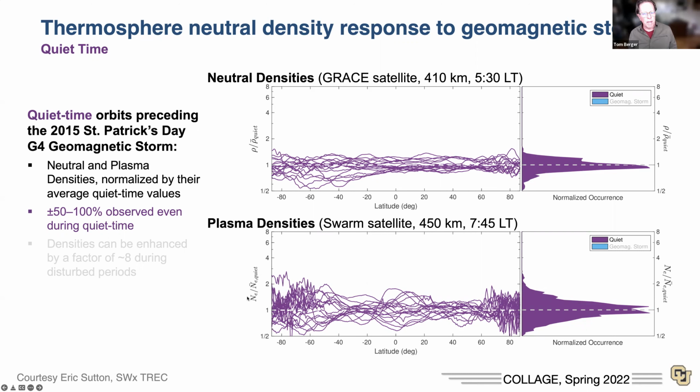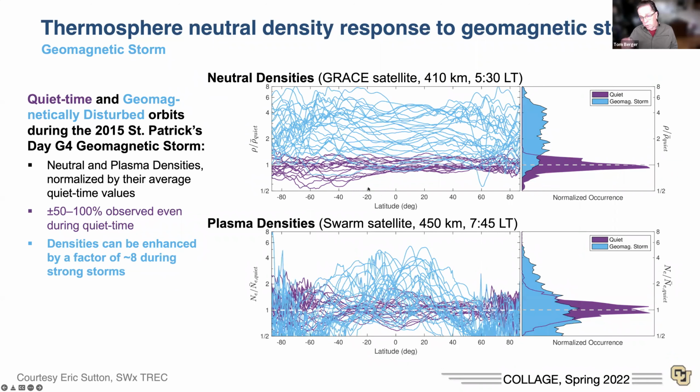Let's first just talk about a specific example. This is again the St. Patrick's Day storm in 2015. This is the density over the density of the quiet, normalized by the quiet average density over a series of orbits. Each line here is an orbit of the GRACE satellite at 400 kilometers, so pretty low Earth orbit. This is the plasma density. So the neutral and plasma densities vary. You can see the plasma density varies as you go over the poles. Neutral density doesn't change much when things are quiet.